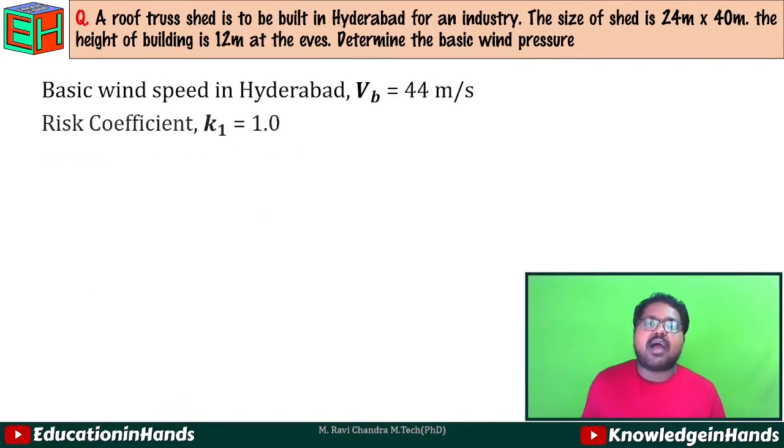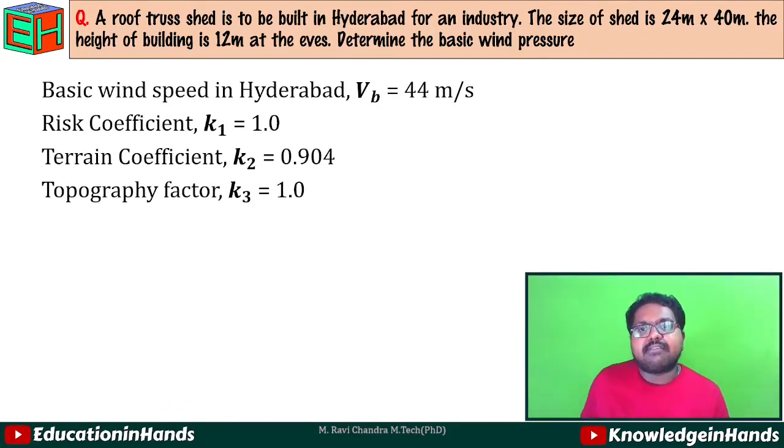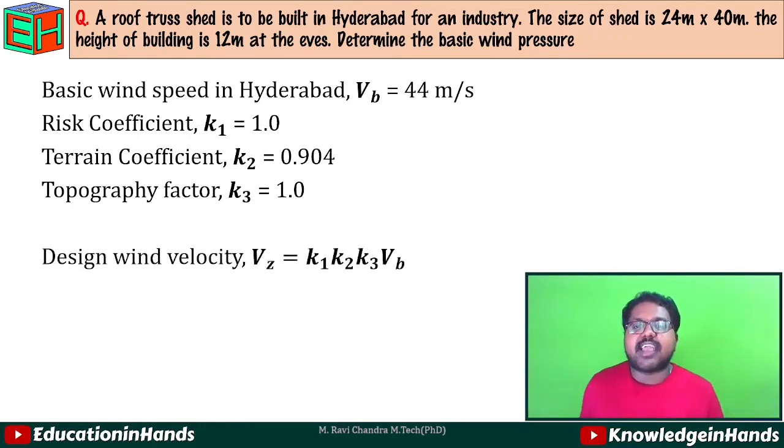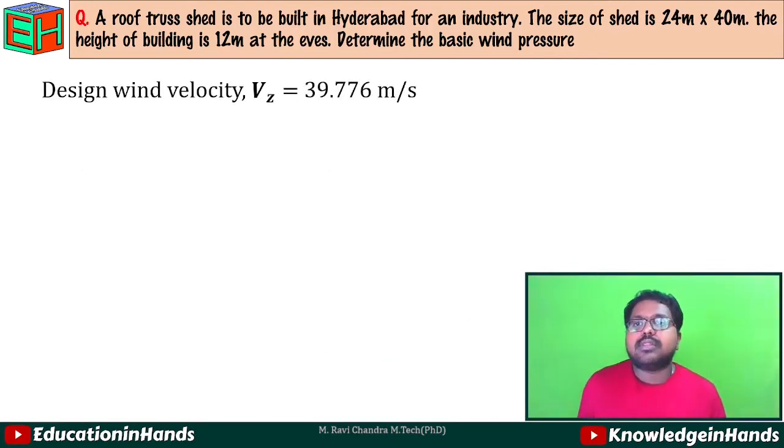Then I have all the values of Vb, K1, K2 and K3. Now I can calculate the design wind velocity Vz, which is K1, that is 1, into K2, 0.904, into K3, that is again 1, into Vb, that is 44. From this we get the Vz value as 39.776 meters per second. So this is the design wind velocity, Vz equal to 39.776 meters per second.